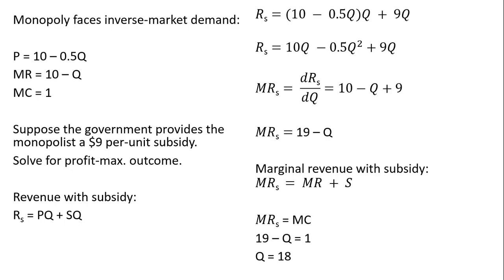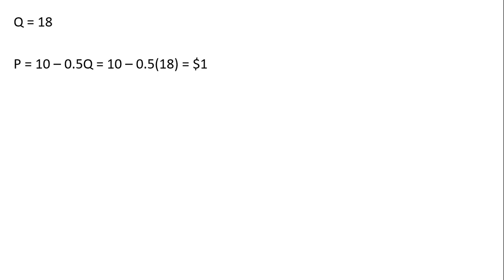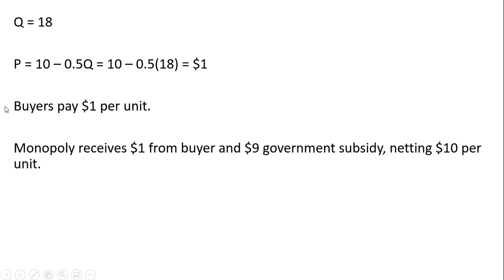To get the price, we're going to plug this 18 back into the inverse market demand. So making our substitution of Q equals 18 into the inverse market demand, the monopolist will sell these units to the consumer at $1 per unit. Buyers will pay $1 per unit.